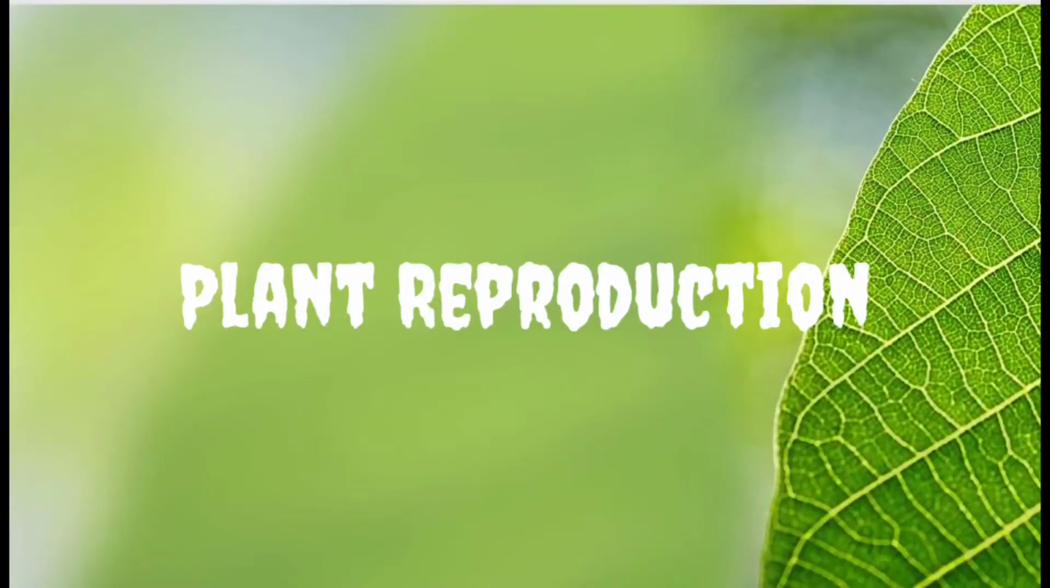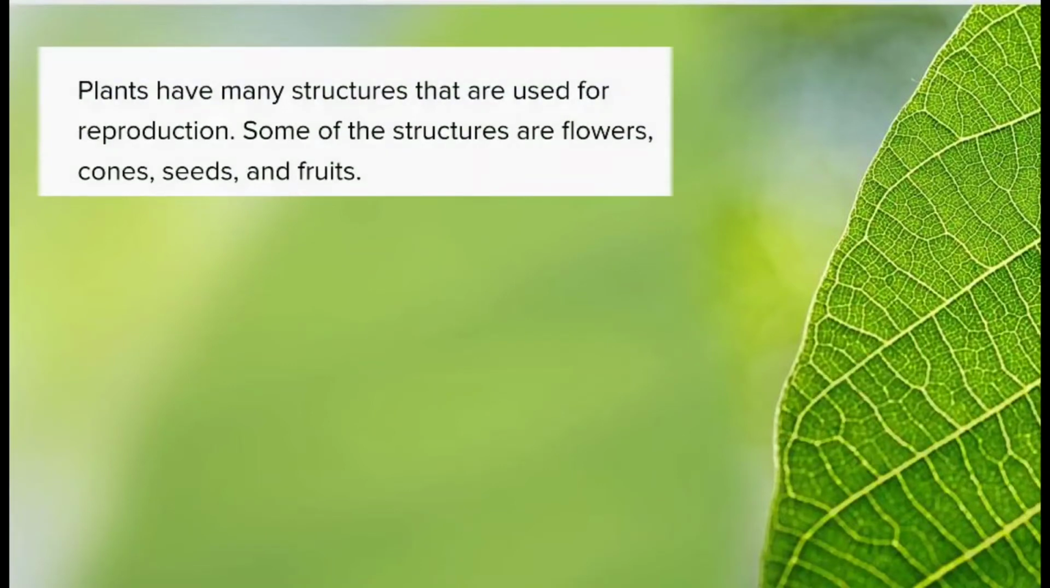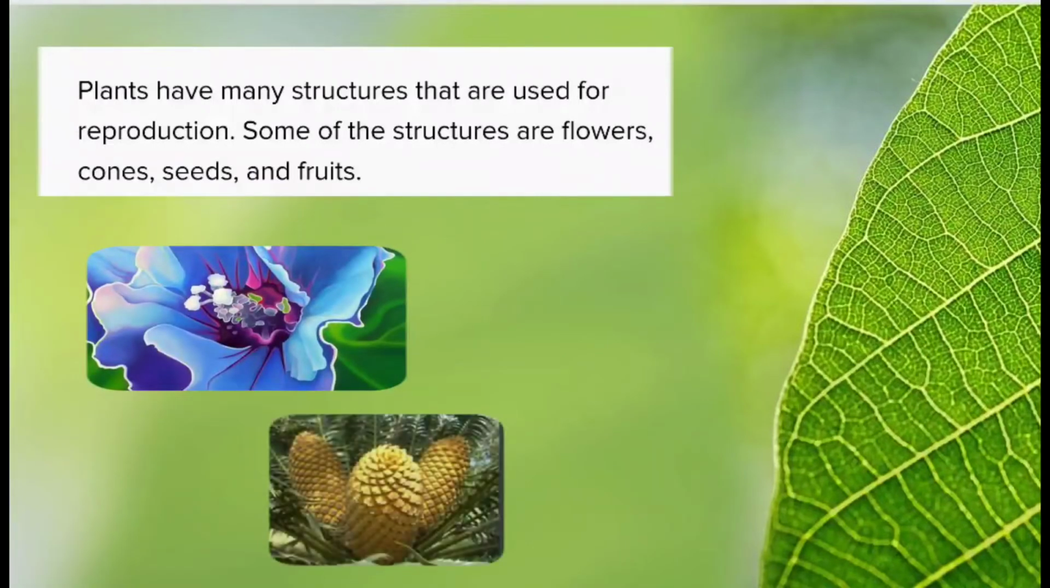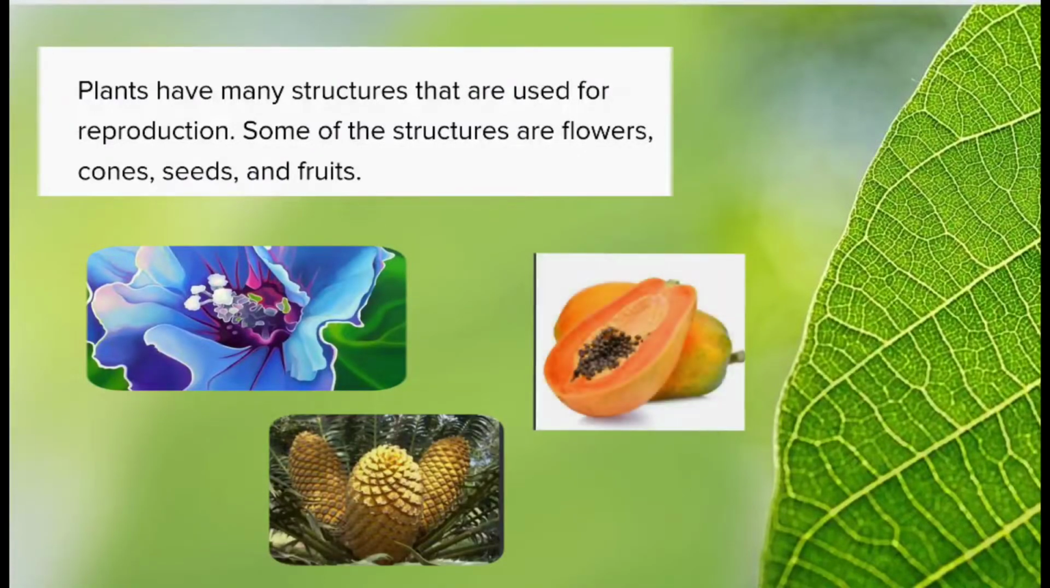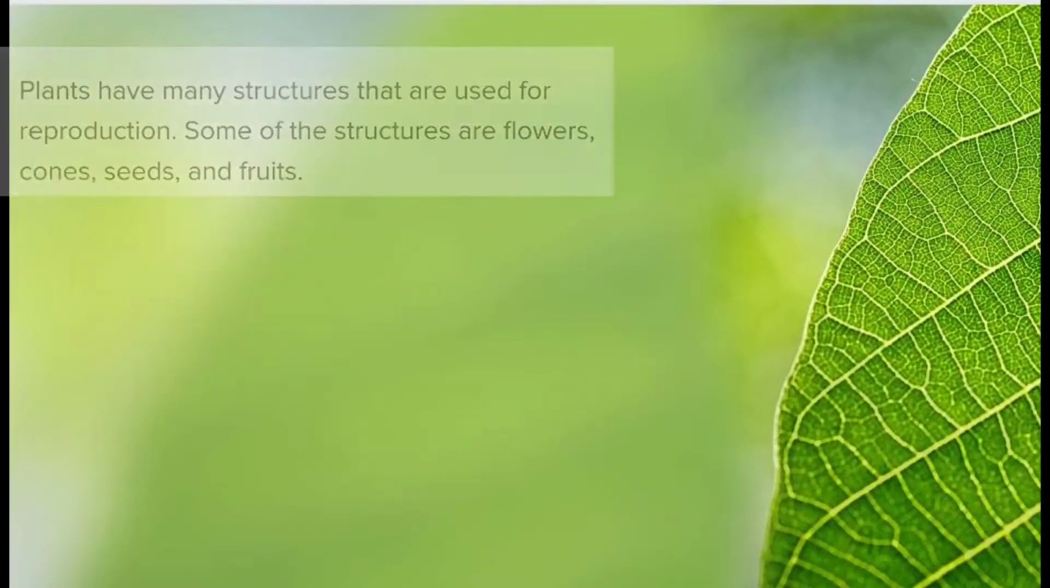Plant reproduction. Plants have many structures that are used for reproduction. Some of the structures are flowers, cones, seeds, and fruits.